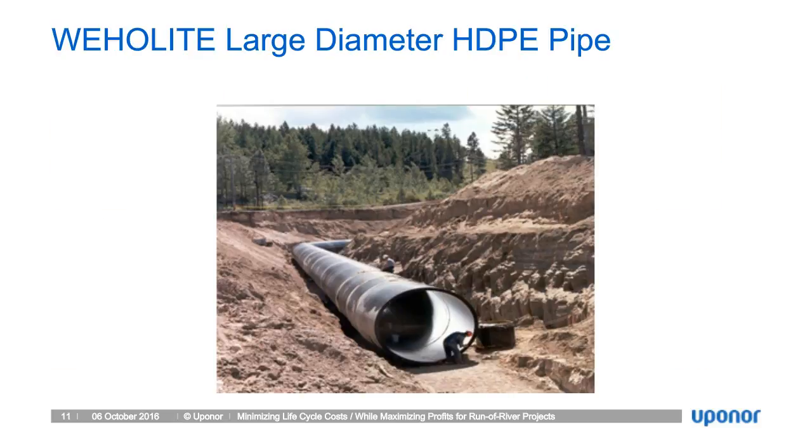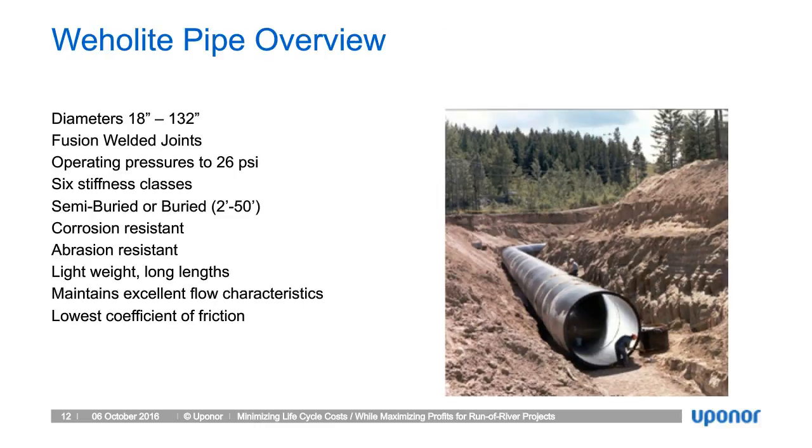So what we'll talk about today is the Whalate, which is the large diameter HDPE pipe. The large diameter really helps us in getting the differential pressure down and allowing higher volumes through. Uponor produces one of the largest structural HDPE pipes in North America. As an overview of this pipe, we produce diameters 18 to 132 inches. Typically in the field, we do fusion welded joints. Operating pressures in some instances can go up to about 26 psi. We have multiple stiffness classes in case it's to be buried or semi-buried. If it's buried, anywhere from 2 to 50 feet.